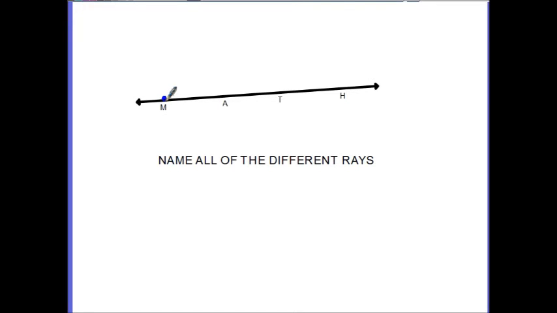So if I start at M and go to the right, I can name this ray MA, MT, or MH. The ray symbol always has a single arrow and it's always pointed to the right. Endpoint first, and any other point. We could use A, T, or H. Now a different one. We could have a different starting point, such as A, and again go to the right. I can call this one ray AT or ray AH.